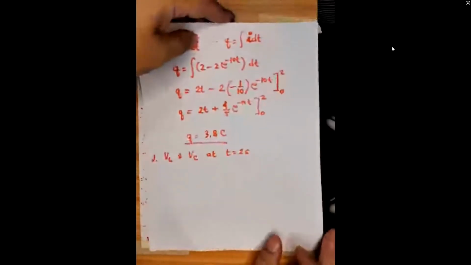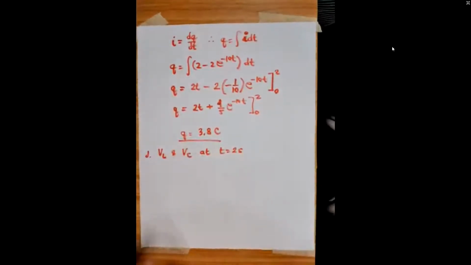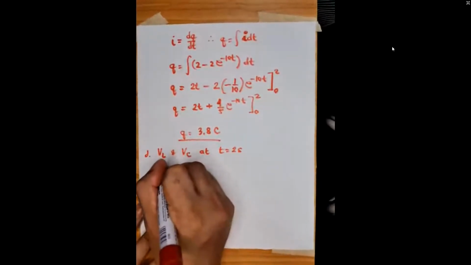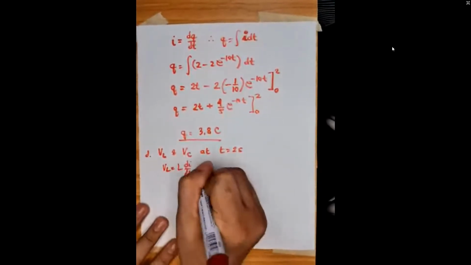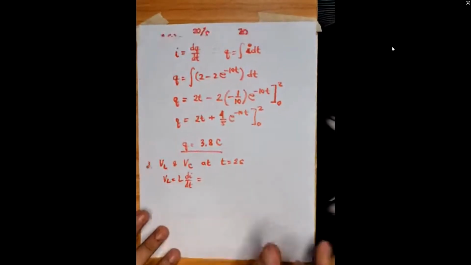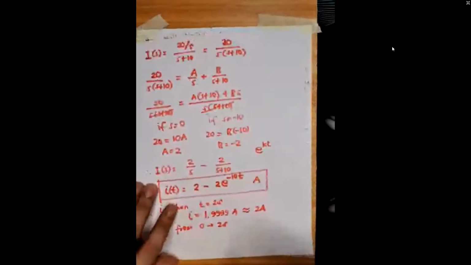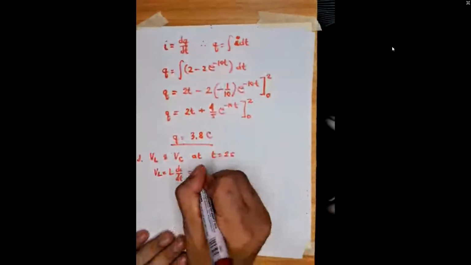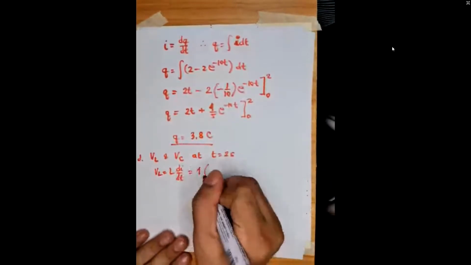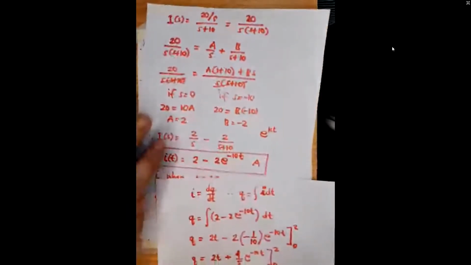What is VL and VC at 2 seconds? Unahin na natin. So VL is equal to L di over dt. So that's equal to, what's our L? What's our given? So L is 1 Henry. So that will be 1 times yung derivative ng I natin. So i-derive nyo lang ito.